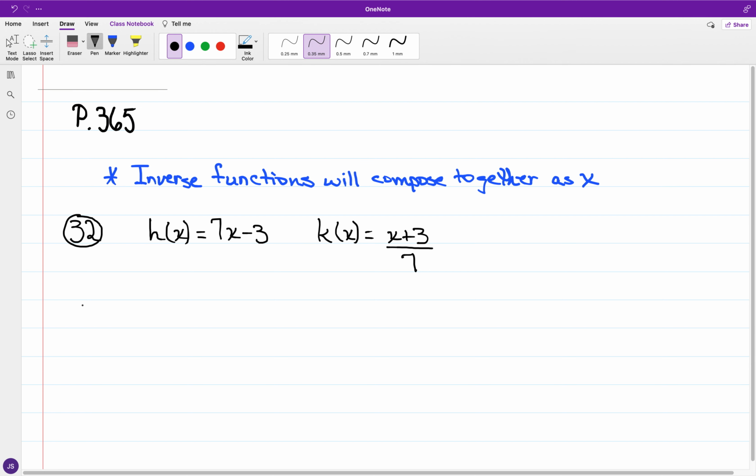And it's been a while since we've looked at compositions between two specified functions. Now for one composition, if I have h composed with k of x, someone would be looking at h of k of x. So k of x is going to be the input function, and the output is going to be in line with that which we have for h. So h of k of x is going to be h of x plus 3 over 7.